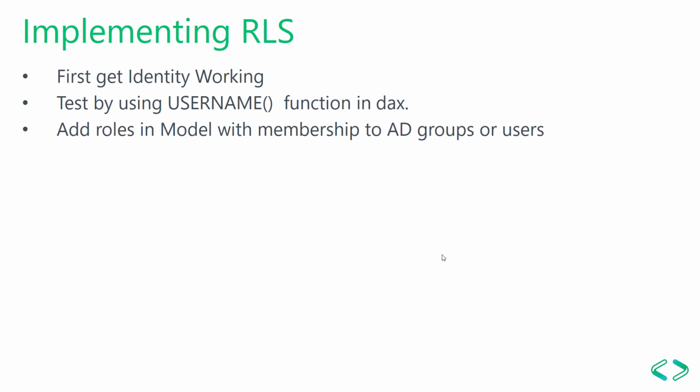Once you've done that, the procedure is quite straightforward. What you'll do is add roles to the model to say what the restrictions are, and then you can put filters on those roles. Okay. So I will show a demo of that.